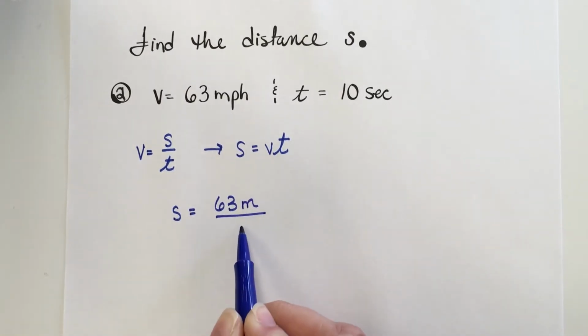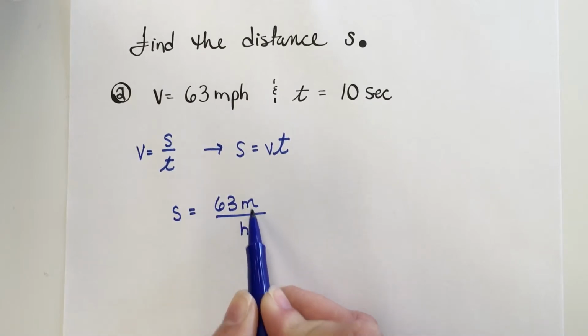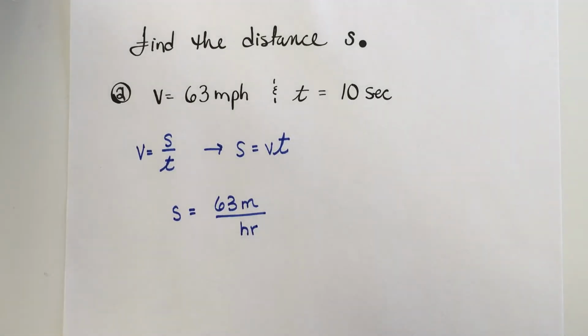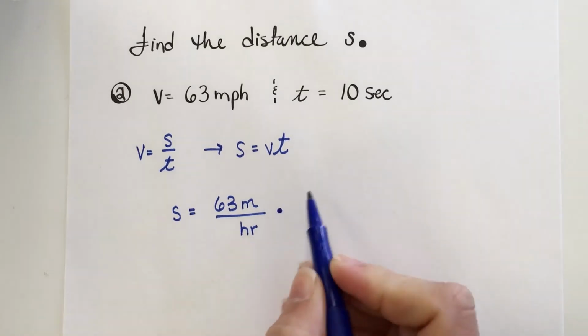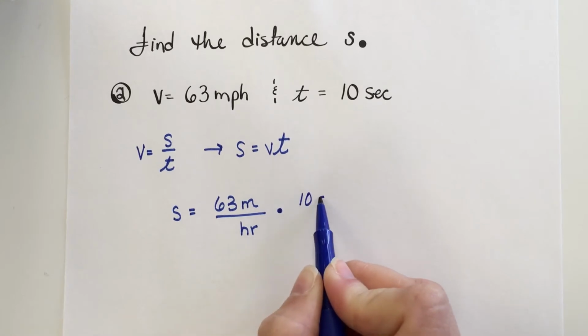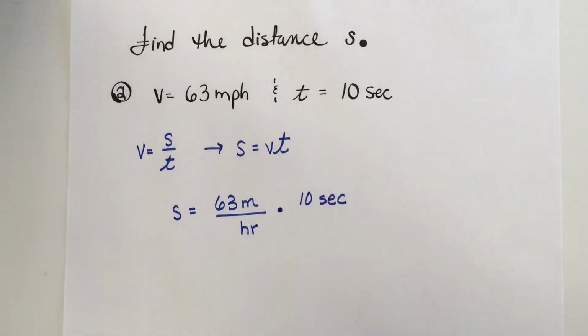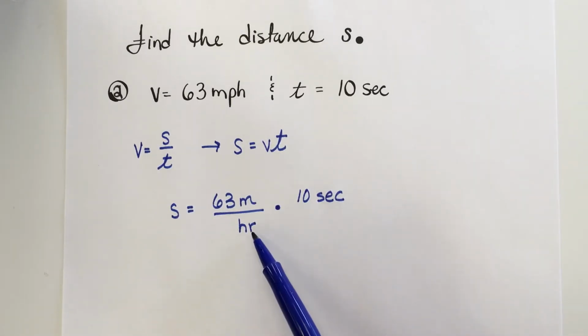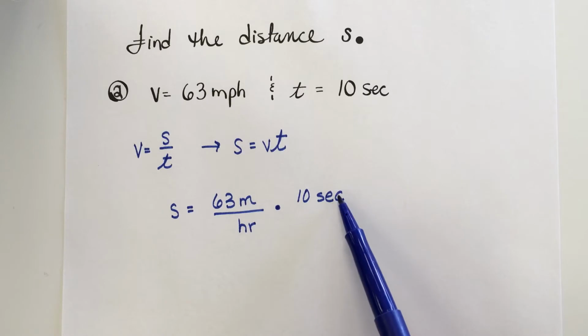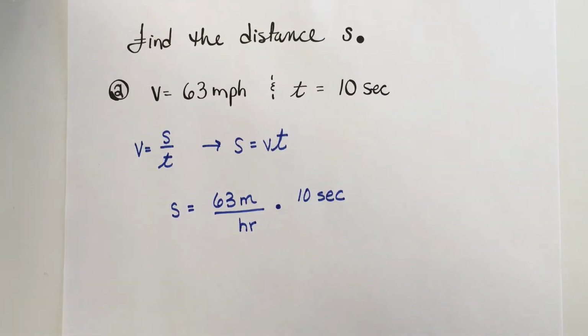63 miles per hour. Now I always write my units like this because you'll see on this example and on several others, sometimes you have to do conversions with your units, so I like to just have it written in that fraction form. And we're going to multiply this times T, which is 10 seconds. Now the reason why you have to do some conversions here is because you don't have the same time units. This is hours and this is seconds, okay?